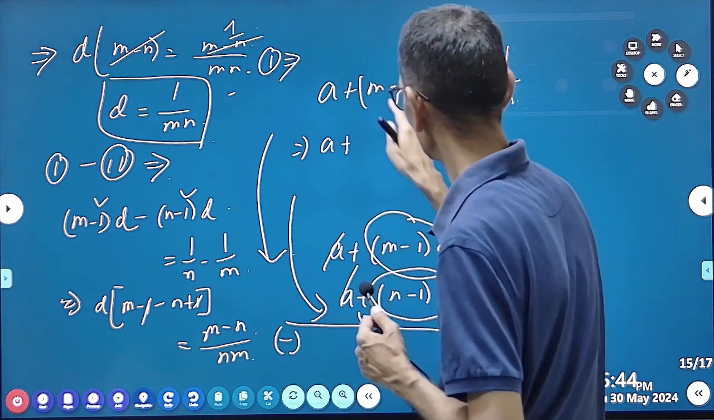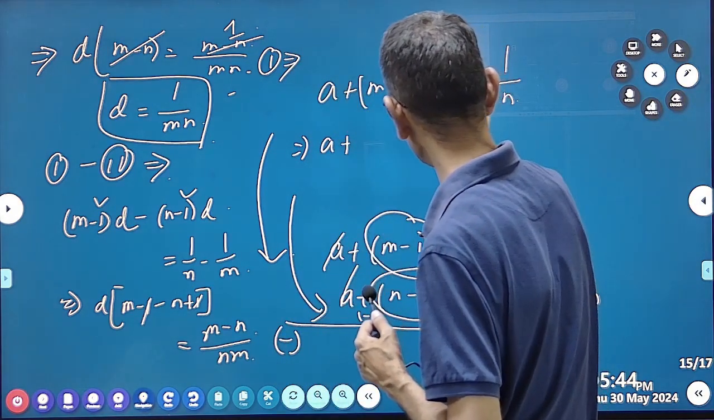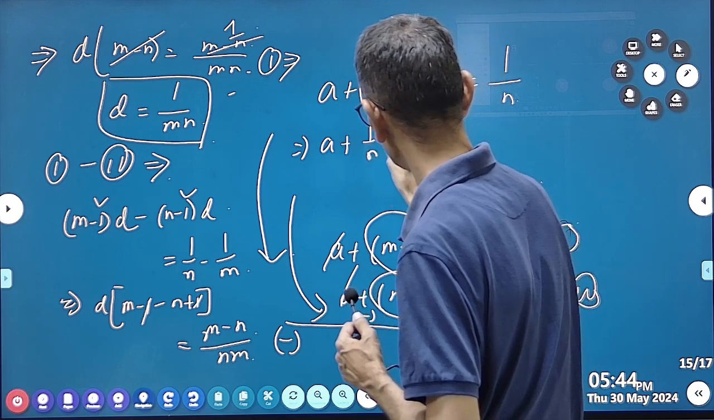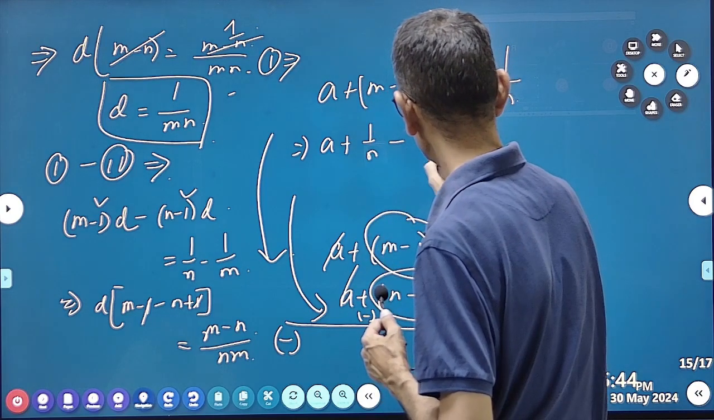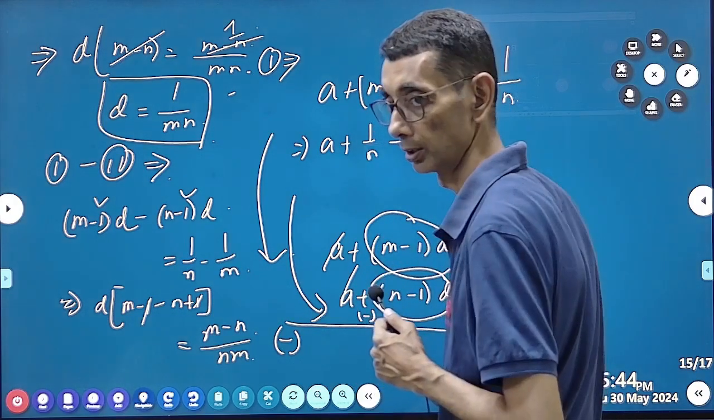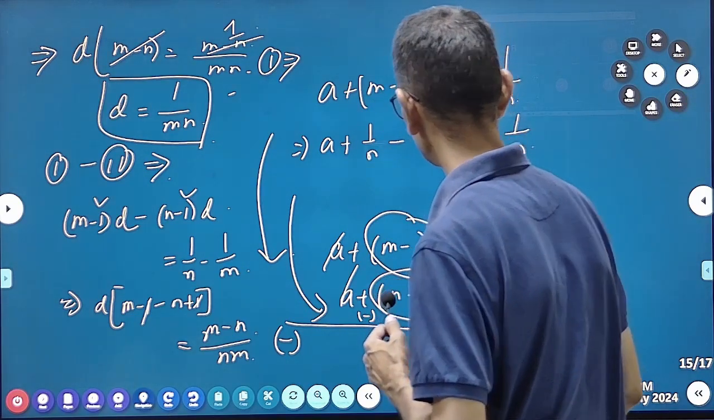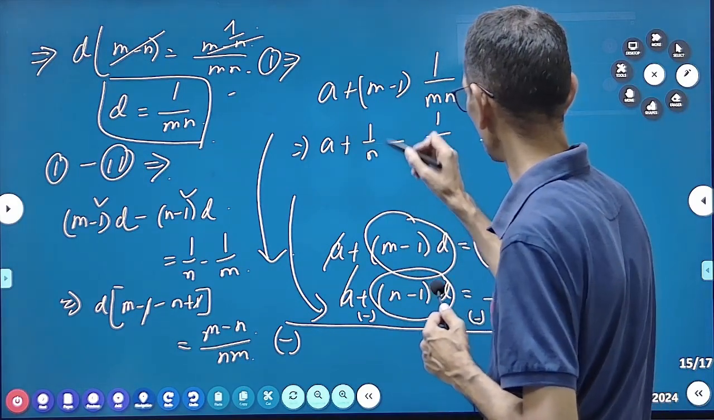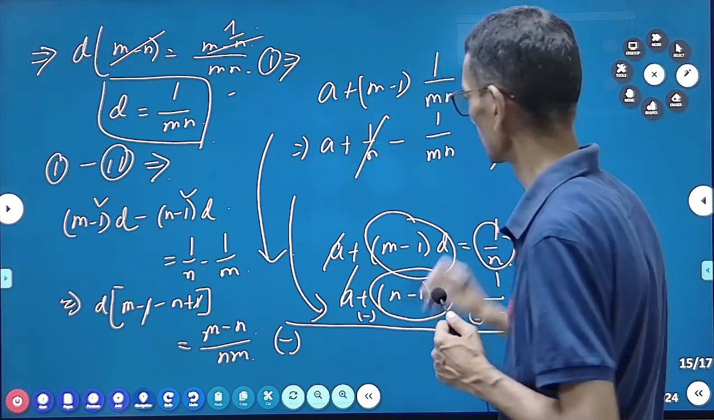m minus 1 is real. We'll remove the bracket, and multiply 1 by mn. What will it be? mm will cancel out. We'll get 1 by n minus. If we take the 1 also, we get 1 by mn, whole equal to 1 by n. Now 1 by n on the left and 1 by n on the right, you can cancel this. So what is the value of a?